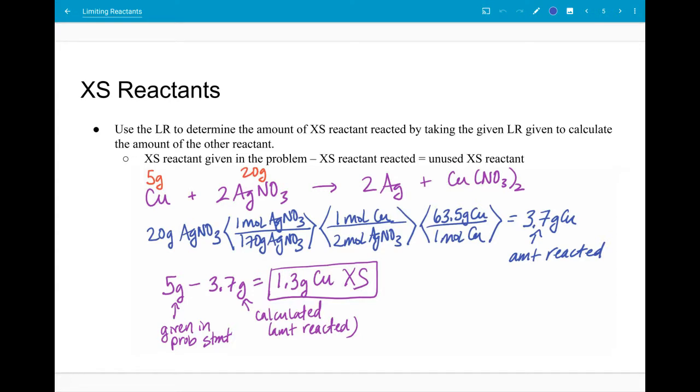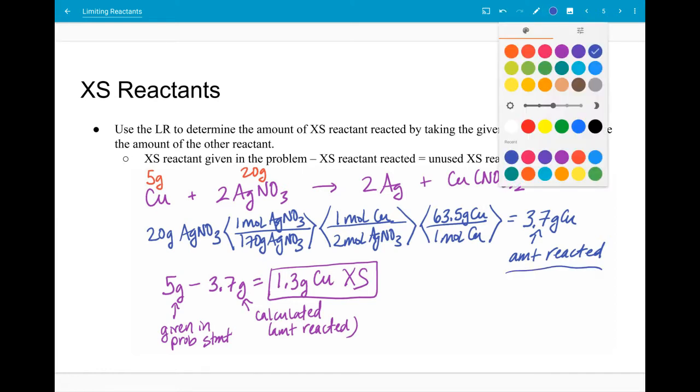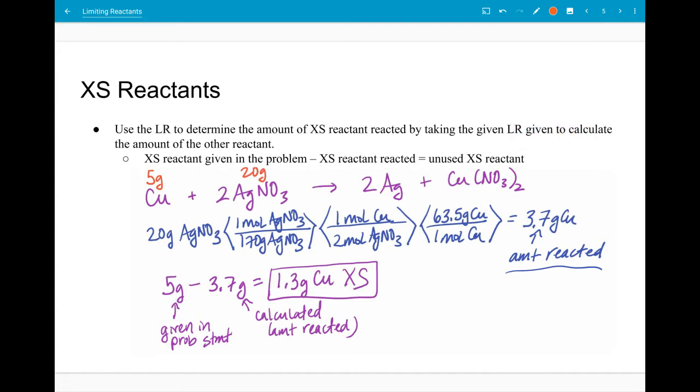Now there's one more step that you might run into with these, which is to find the excess reactant. We could use a limiting reactant to determine the amount of excess reactant by taking the given limiting reactant amount and calculating the amount of the other reactant. Once we know that, that will tell us the amount reacted. We could then further figure out our amount of excess by subtracting it from that given amount.